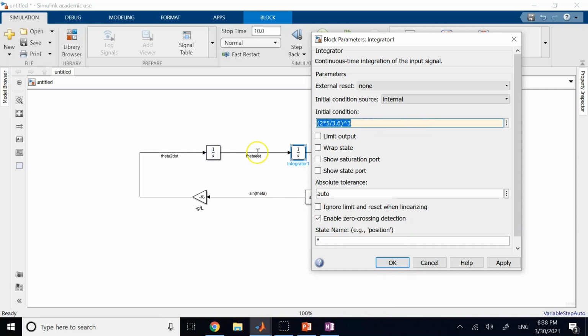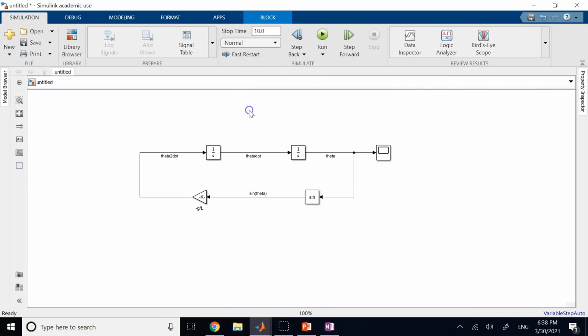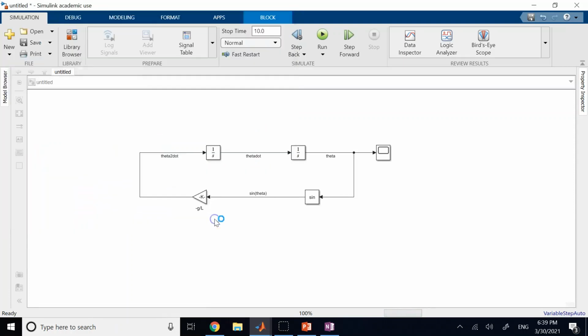Now this guy, the output is theta dot, so the initial condition is theta dot at 0, which in this case is also 0, so you leave it as is. And then you can simulate this for as many seconds as you want. Here, let's say I want to simulate it for 10 seconds, so all good. I save this first, and I call it, let's say, nonlinear pendulum or anything. And it is going to be saved as .slx, a Simulink file. So here we go, we save it.